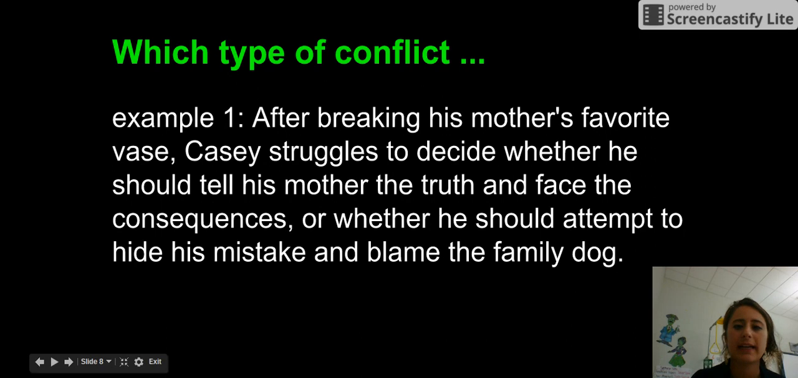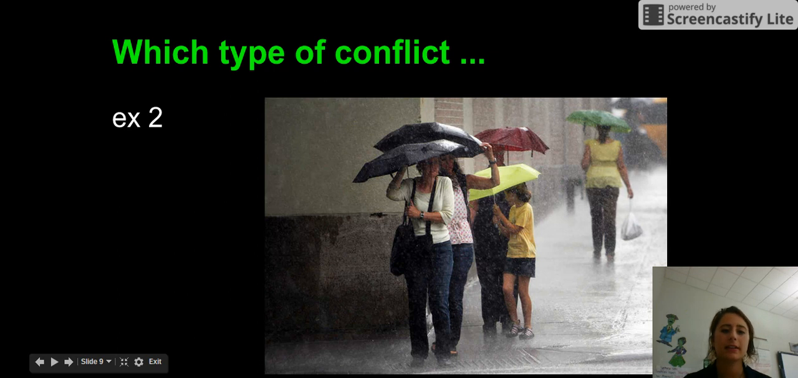So for this one, again, the conflict is person versus self, because he's not really in a fight with his mother or a fight with anyone else. His problem is that if you look at the conflict, his struggle is to decide what he should do. So that's actually person versus self. Take a look at the conflict here in example 2. What type of conflict are the people having in this picture?